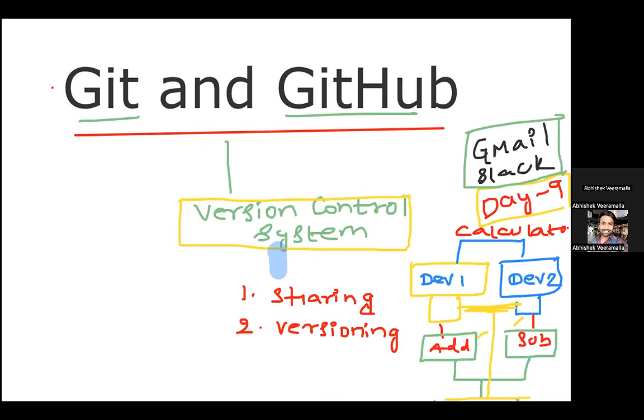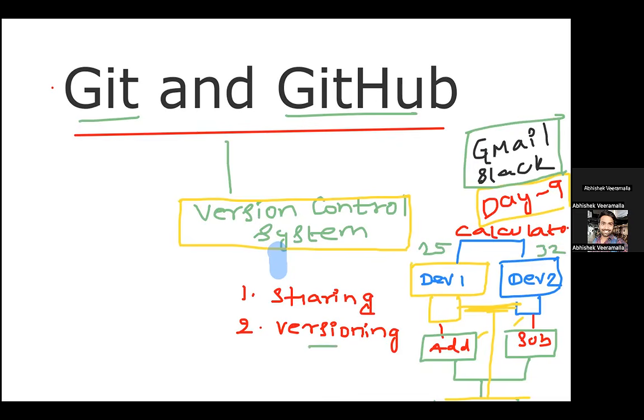Let's say dev 1 has changed 25 files and dev 2 has changed 32 files. How will you give these 25 files or how will you give 32 files, and then there will be dependency files like jar files or any number of files. So sharing is not that easy. That is the one major thing that version control system addresses.